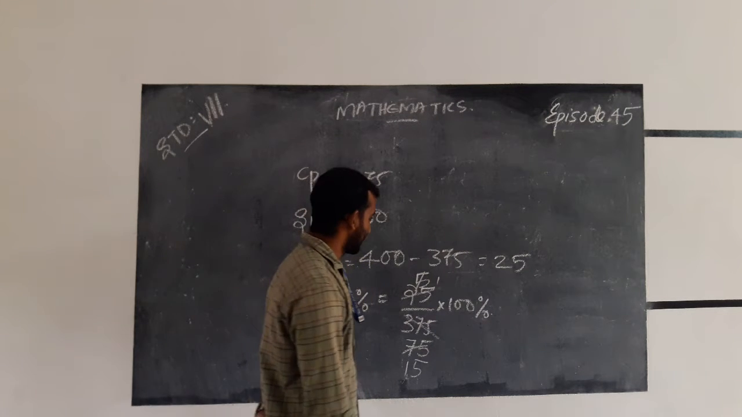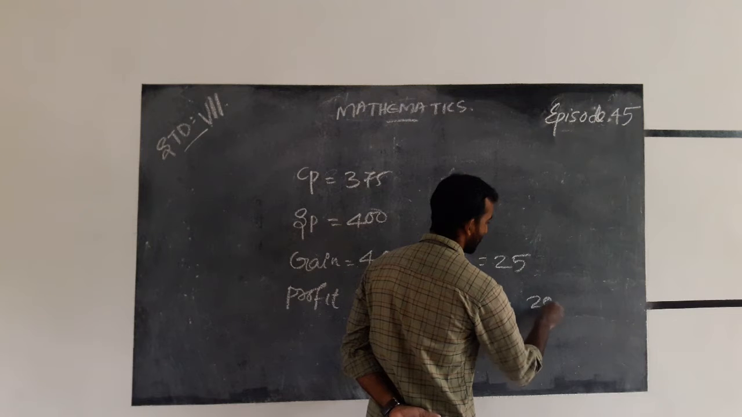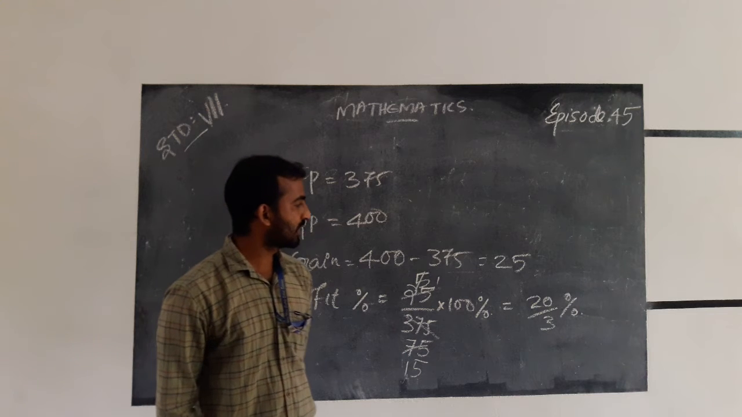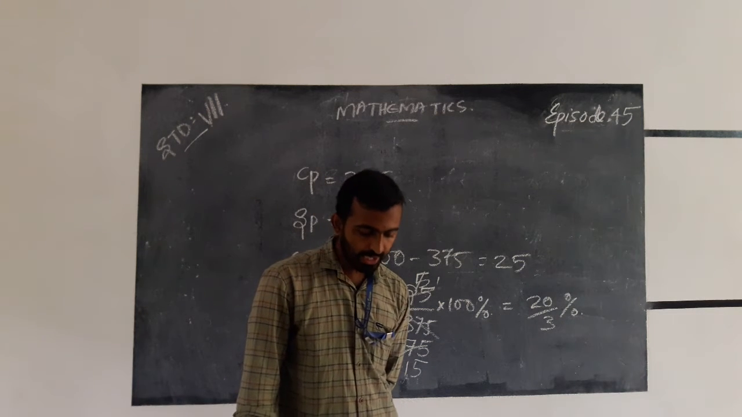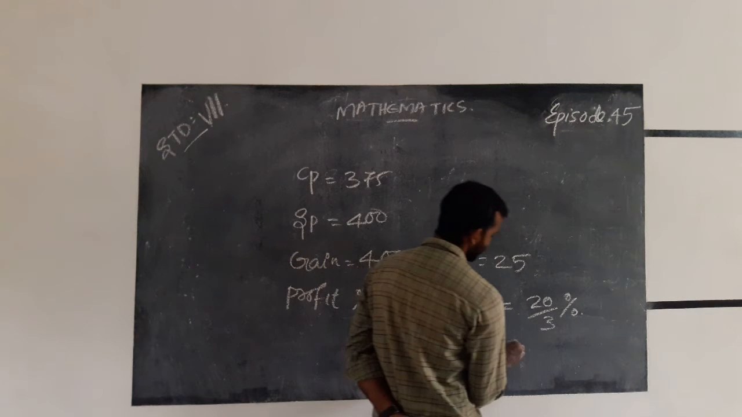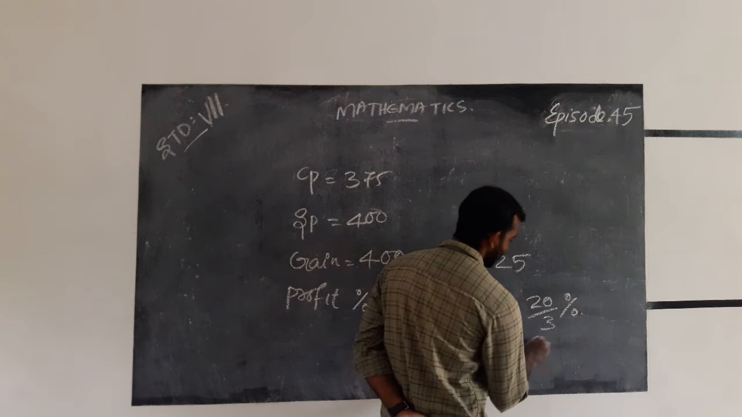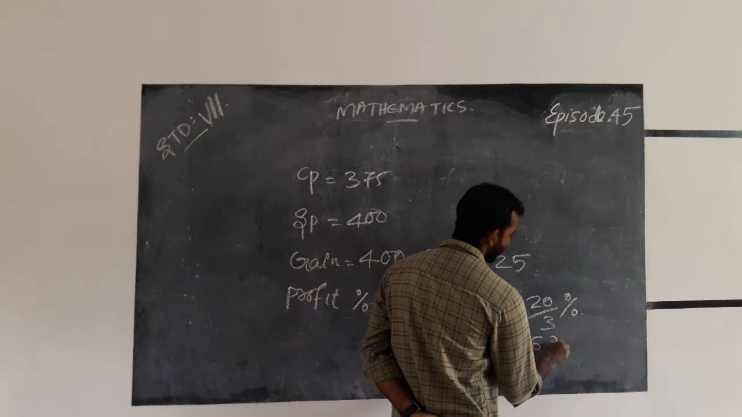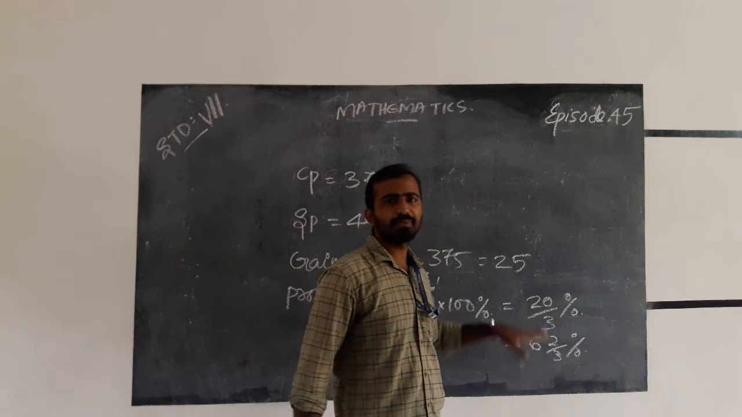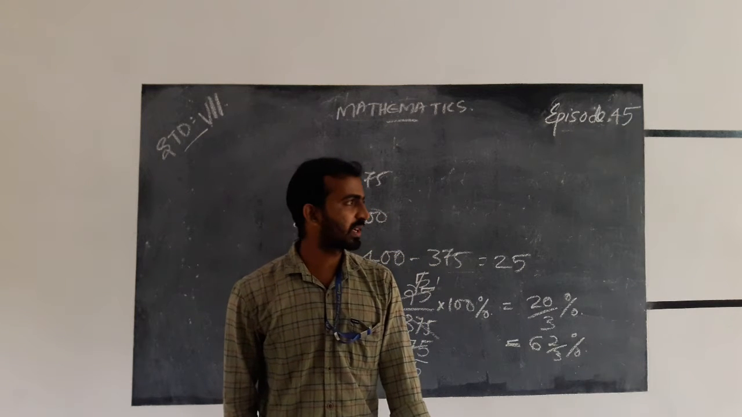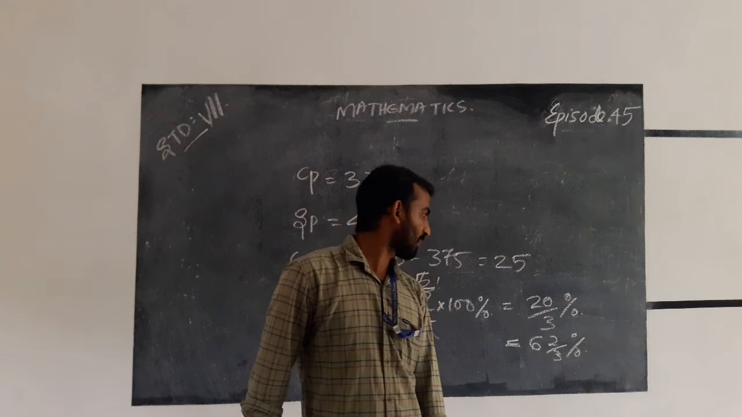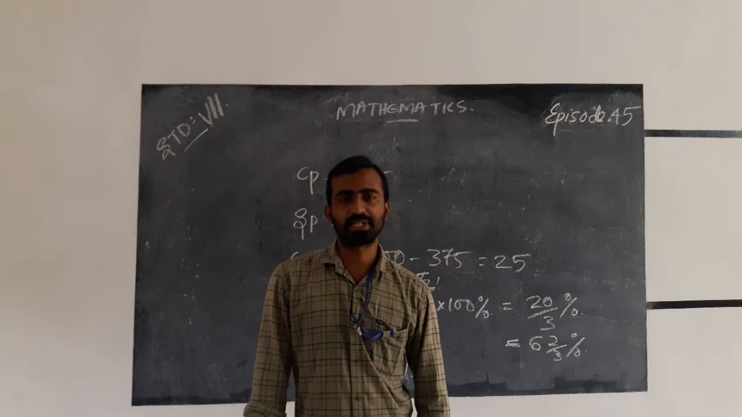Here we can take 20 by 3 percentage. We simplify 100 by 15, we get 20 by 3 percentage. Is it? Yes. 20 by 3 means 6 and 2 by 3 percentage. When this is an improper fraction, not a proper fraction, we convert it into a mixed fraction. So the answer is 6 and 2 by 3 percentage.